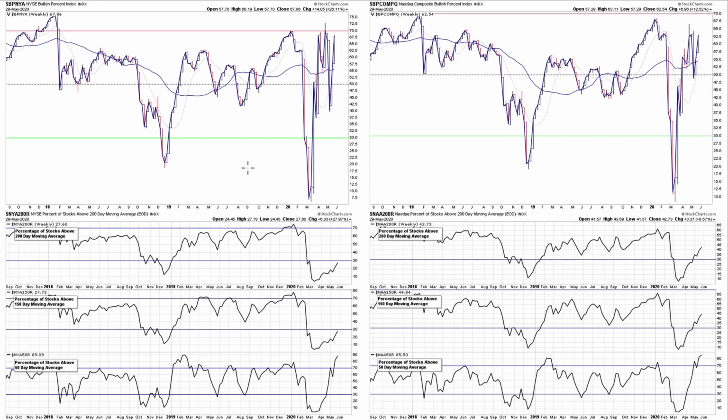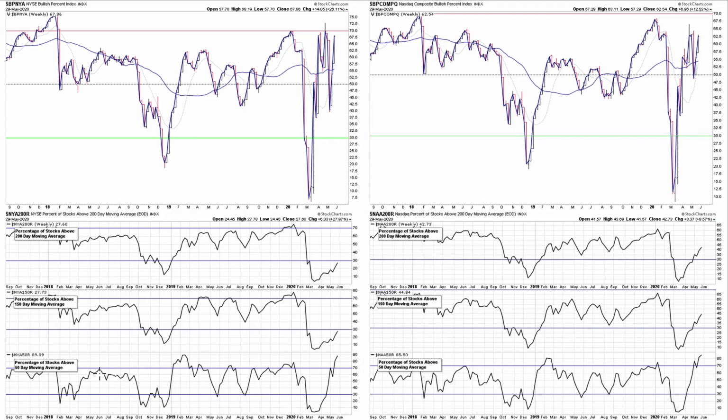So this is the NYSE Bullish Percent Index and the Nasdaq Composite Bullish Percent Index, and below we've got the percentage of stocks above the 200-day, 150-day and 50-day moving averages for the NYSE and the Nasdaq. I like to look at these all together as they give a great representation of where we are and what stage the market's in, and are great for market timing in general.